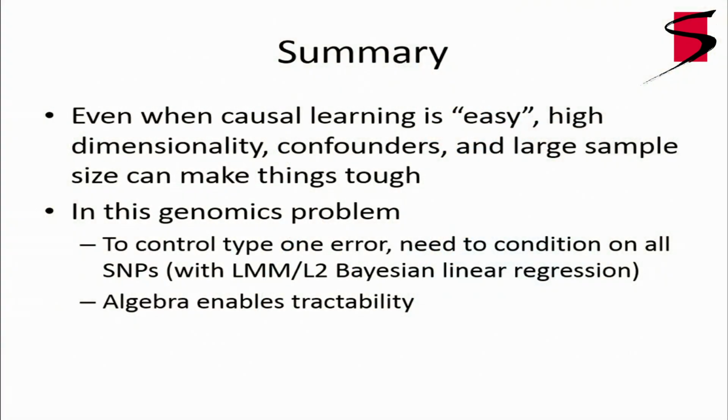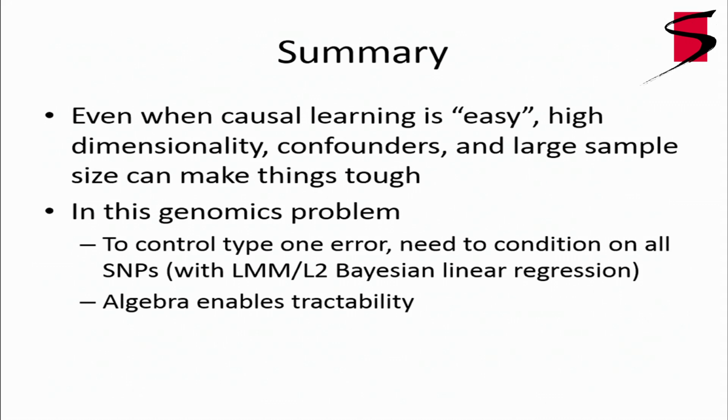So to sum up, in this genomics problem, the causal issue was fairly easy, but because you have high dimensionality, because you have confounding, because you have large samples, things can get tough. We happen to get lucky in this case.